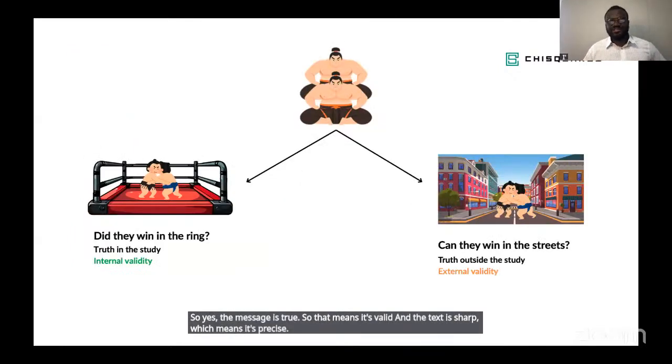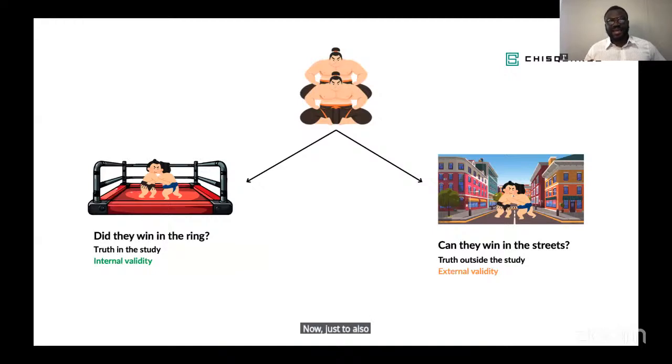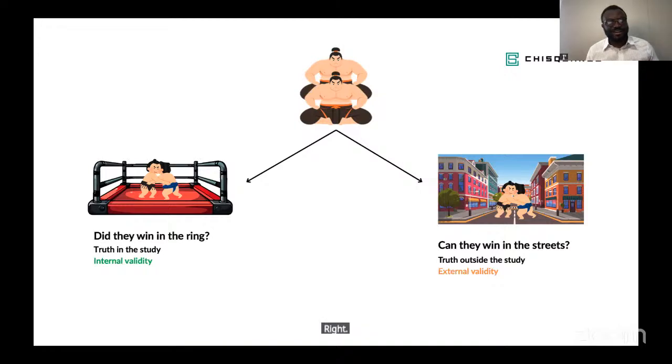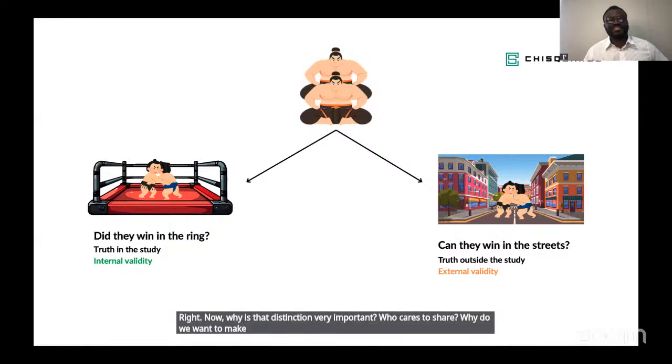Now, just to also make it very clear that when we talk about validity, there are two aspects of it. There is validity that happens inside the ring and validity that happens in the streets, right? Now, why is that distinction very important? Who cares to share? Why do we want to make a clear distinction between what happens in the ring versus what happens in the streets?